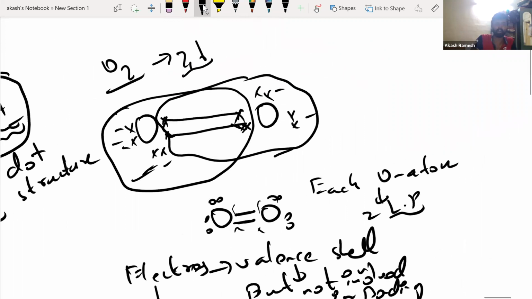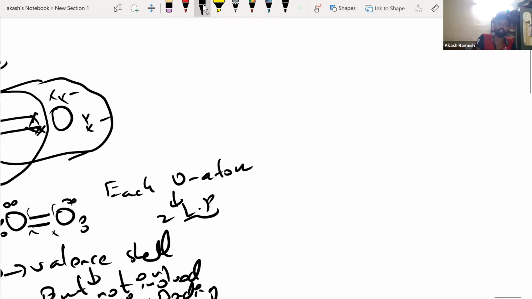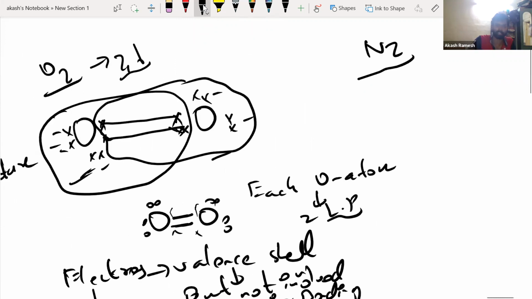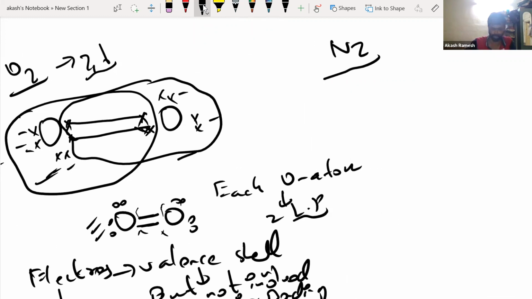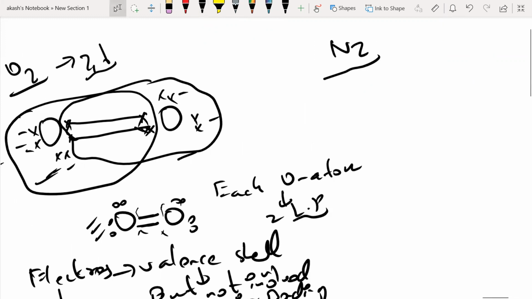Now, can you try the Lewis dot structure for N2? First, you make the circles, and then you draw the structure also. Go for it. I'll give you 2 minutes. Done, sir. Okay, good. Let me give some time for everybody.